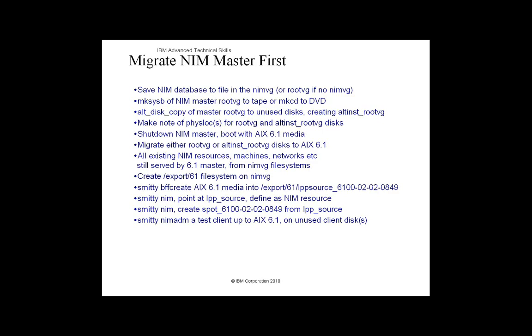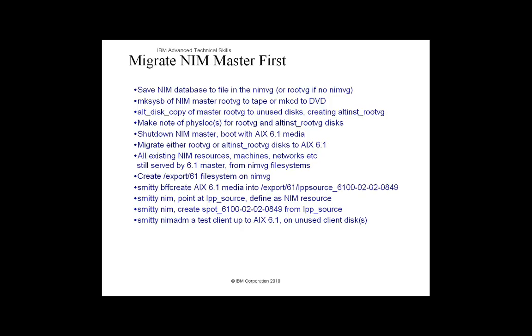After doing the migrate, I'm booted from AIX 6.1. I'm running. I'll go ahead and create an export 6.1 file system out in the NIM VG. And just like what we did yesterday, I'll use SMITTY BFF to create the AIX 6.1 media into the LPP source. My last test on this was at 6.1 TL2 SP2. There you see 6100-02-02.